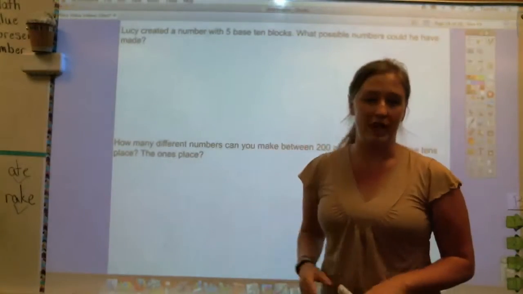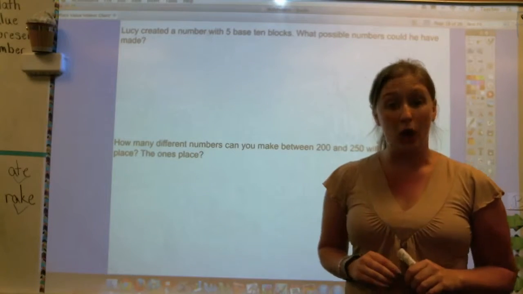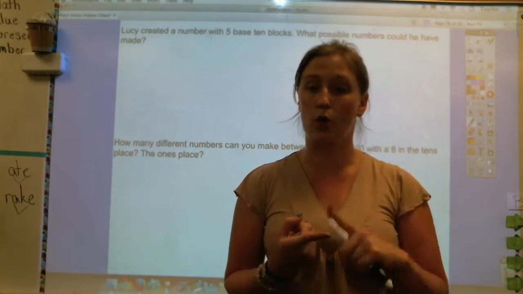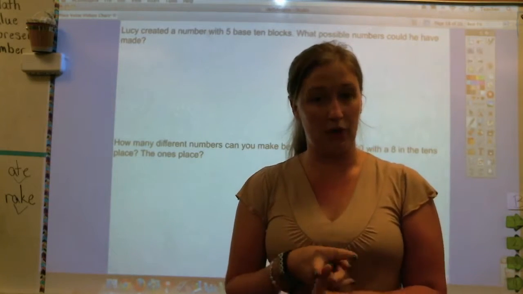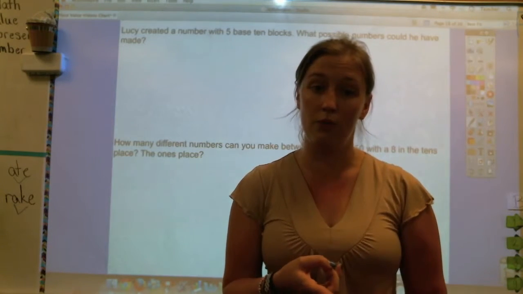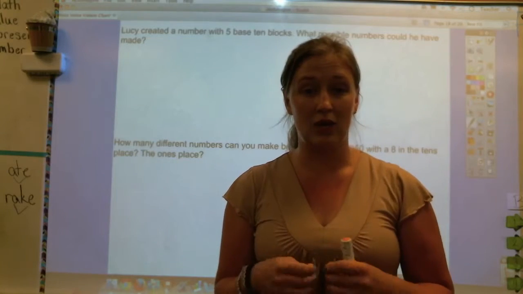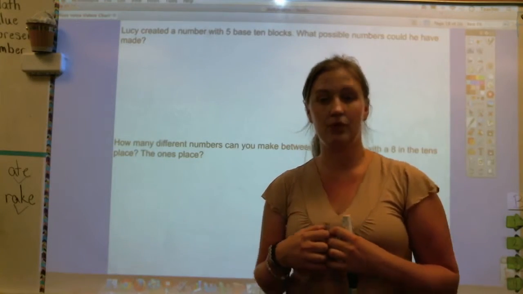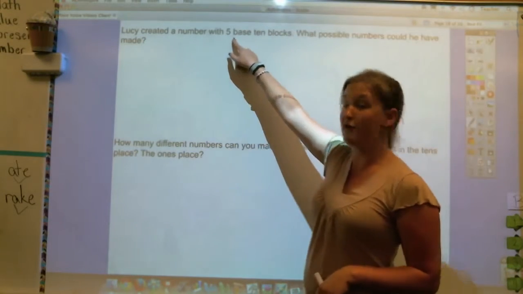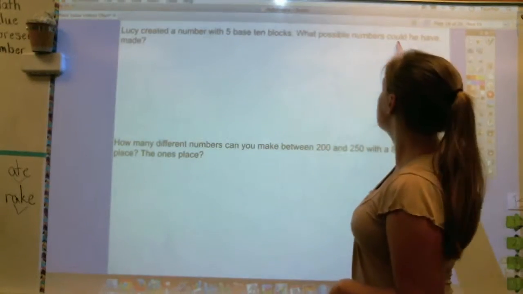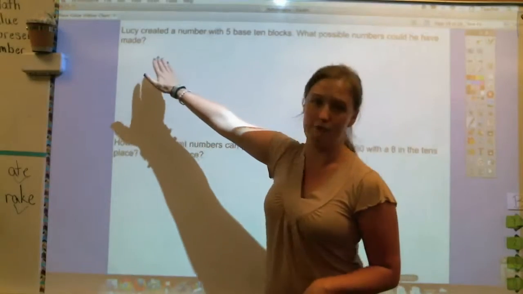So here are 2 example problems. I would like you to pause the video, get your whiteboard and whiteboard marker, or a pen and paper or pencil if you are at home. Start the video again when you're ready to continue. Okay, so up here I see Lucy created a number with 5 base 10 blocks. What possible numbers could she have made?